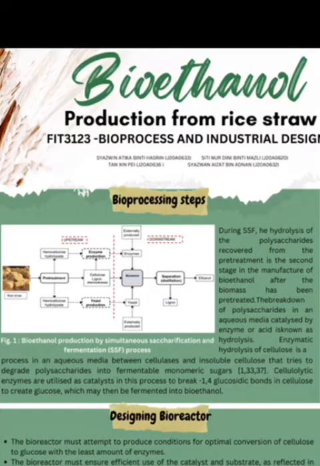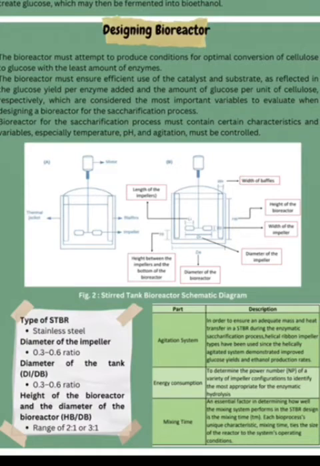Enzymatic hydrolysis of cellulose is a process in an aqueous media between cellulose and insoluble cellulose that tries to degrade polysaccharide into fermentable monomeric sugar. Cellulosic enzymes are utilized as catalysts in this process to break down bonds in cellulose to create glucose, which may then be fermented into bioethanol. The bioreactor must attempt to produce conditions for optimal conversion of cellulose to glucose with the least amount of enzymes.